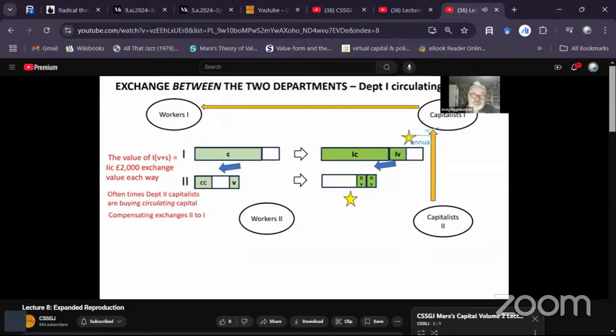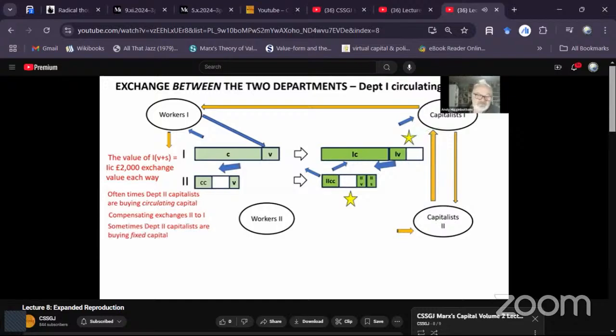And there are a series of compensatory exchanges then. So they have to sell stuff back to the workers in Department 1 who use their wages to buy them and reproduce their labor power as before. But not so much now. Okay, it's about half. It's not the entire means of production. It's only the circulating component. And of course, the capitalists in Department 1, again, they can buy, if not a yacht and a Learjet, then maybe just a Learjet this year. Okay, that's the circulating capital.